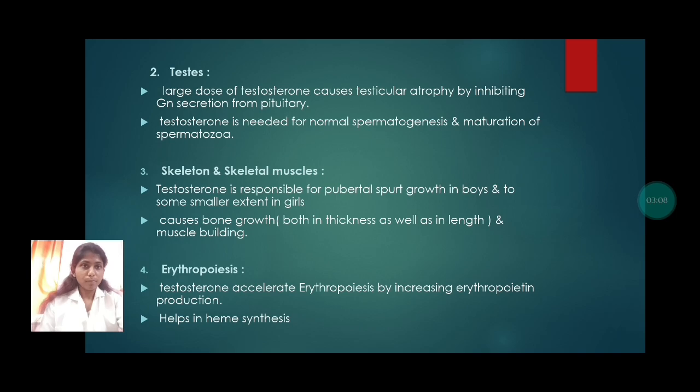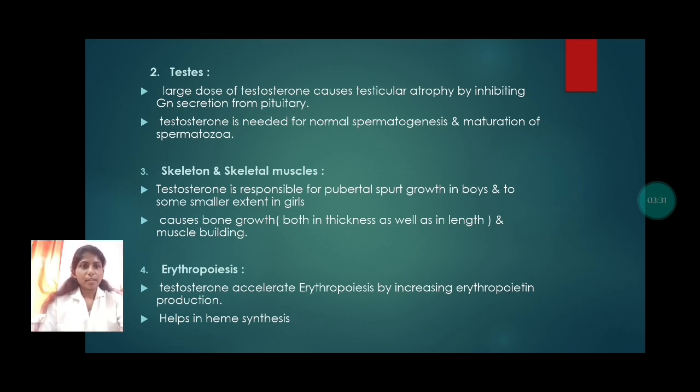It also acts on the testes. A large dose of testosterone causes testicular atrophy by inhibiting gonadotropin secretion from the pituitary. Testosterone is needed for normal spermatogenesis and maturation of spermatozoa.